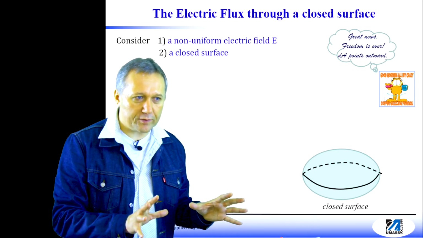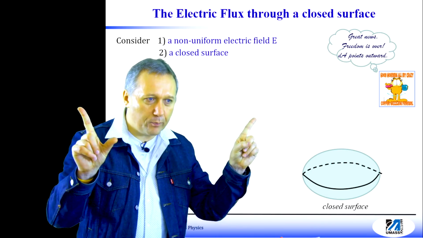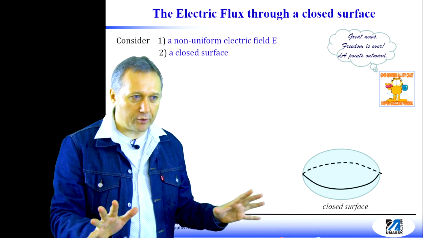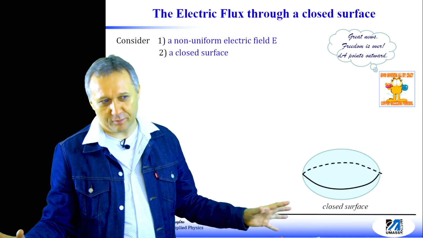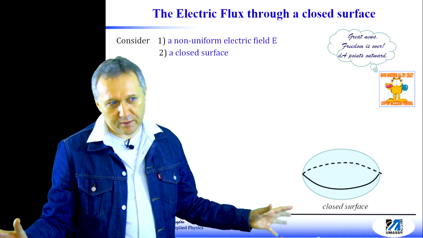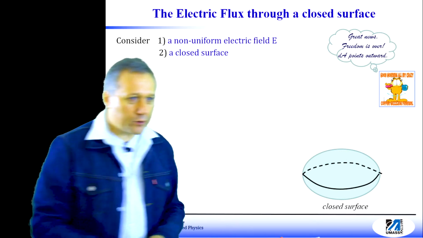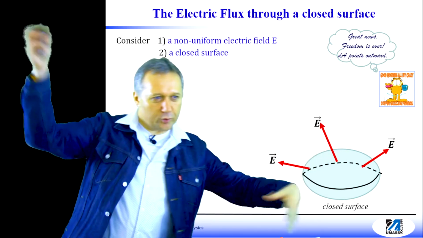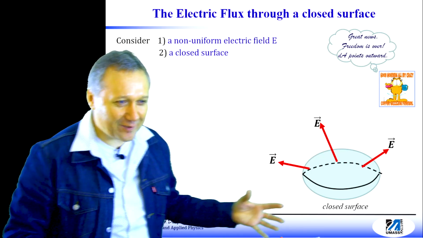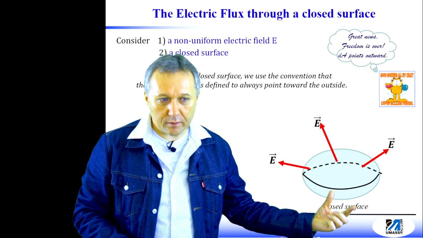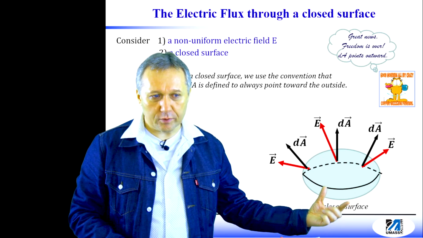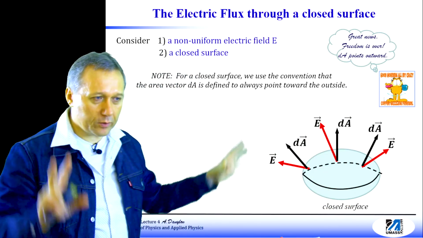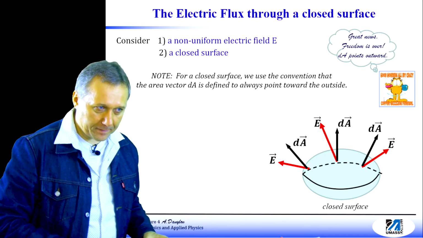For a closed surface, the area vector must point towards the outside. Period. No discussions, because we are introducing a very important law. Make sense? I think so, right? Okay, so now let's assume that, for example, I just drew in random directions the electric field vector and the area vector, of course towards the outside. You see, dA, dA, dA, and all of them all the time towards the outside, right?